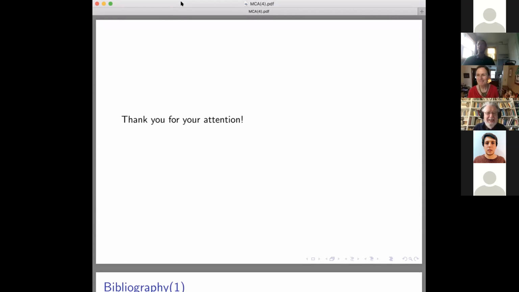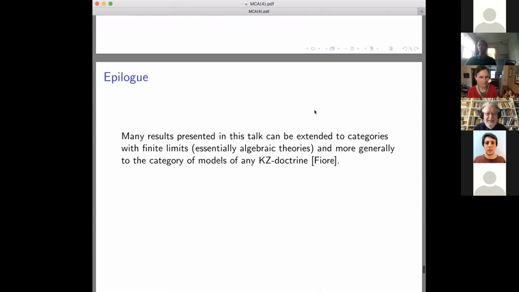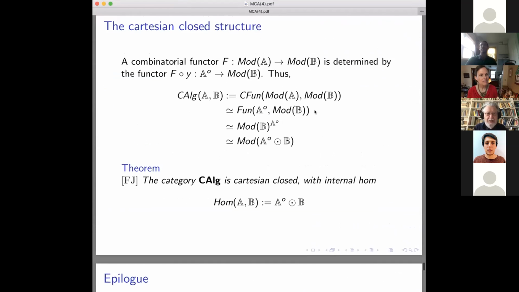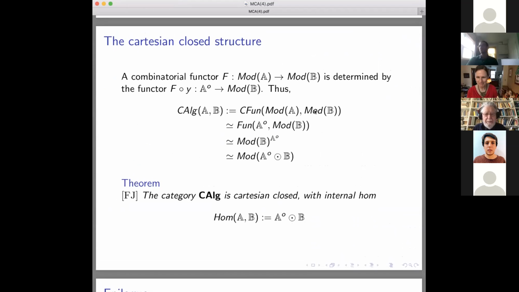Thanks. Could you please go to the slide where you wrote the hom of AB as a tensor? That one there, like in the theorem. There's a similarity with the formula, say, for finite dimensional vector spaces, with the dual and the tensor.